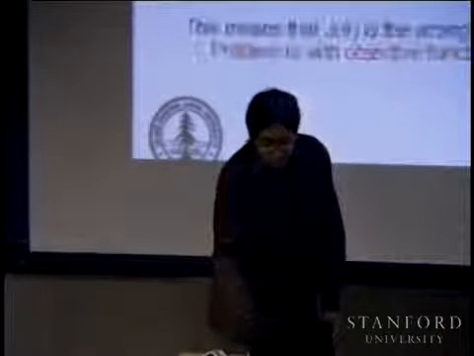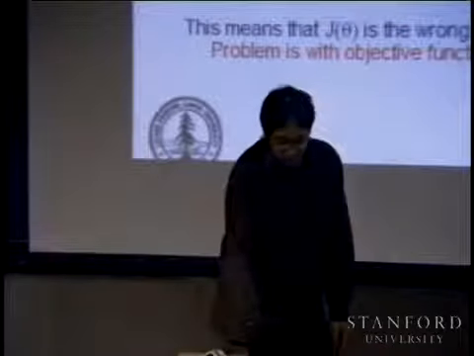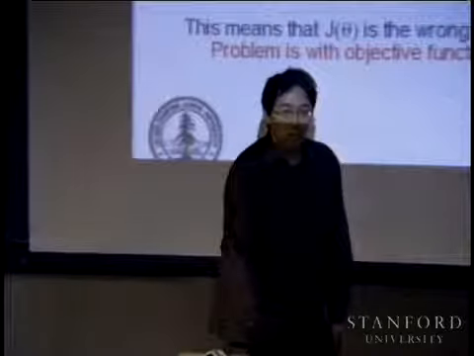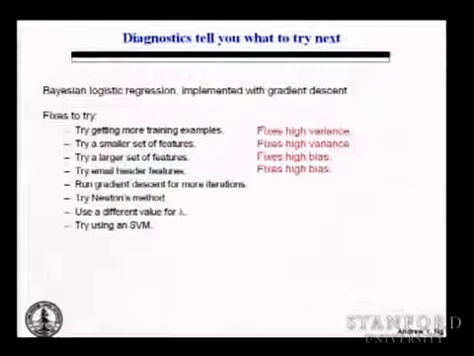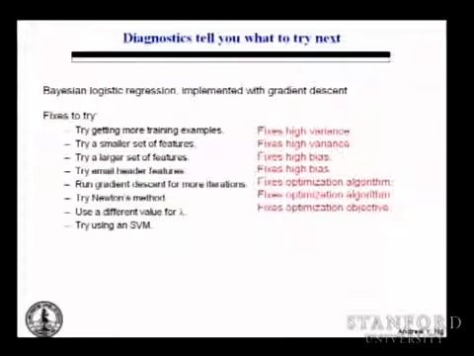So that tells us whether the problem is with the optimization algorithm or whether it's with the objective function. Going back to this slide, the fixes we had: if you run gradient descent for more iterations, that fixes the optimization algorithm. You try Newton's method, that fixes the optimization algorithm. Whereas using a different value for lambda, that lambda times norm of theta squared term in the objective, fixes the optimization objective, and changing to an SVM is also another way of trying to fix the optimization objective.